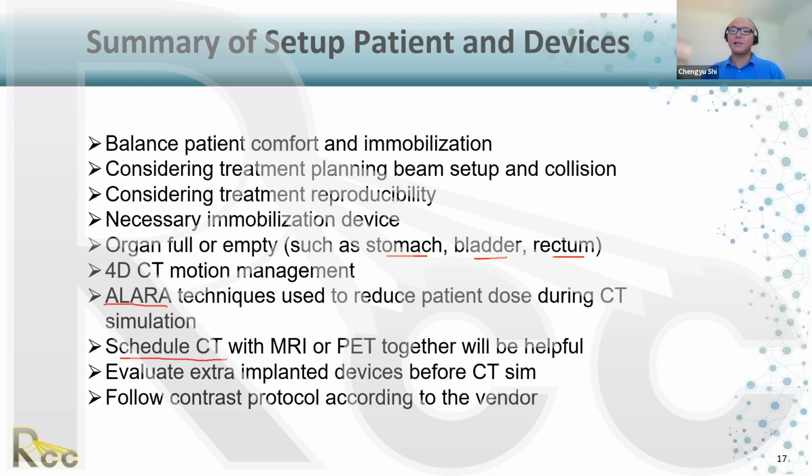If you can schedule the CT with MRI or PET immediately or in sequence, that would be great, especially for brain SRS, so that the patient will be in the same location. Also note any actual implanted devices, such as ICD or pacemaker, and follow the scan protocol according to the vendor. So that's simulation. Any further questions?